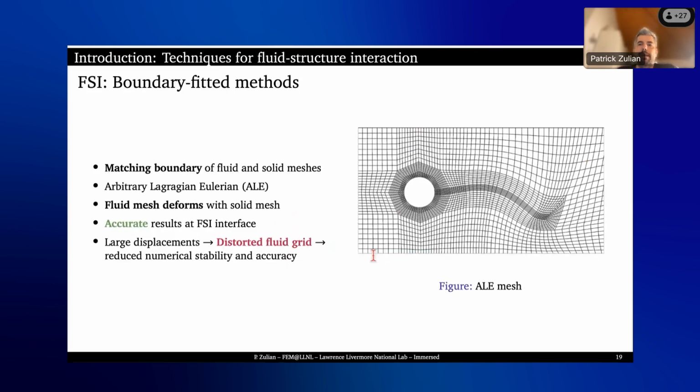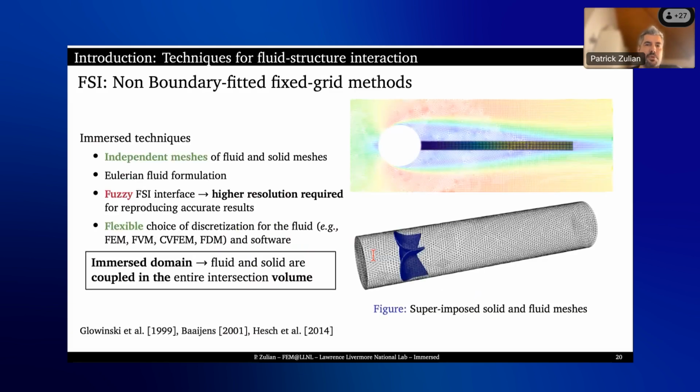So again, for fluid structure interaction, we find ourselves having to decide if we want to go for a boundary fitted method. And for FSI, the standard method is arbitrary Lagrangian Eulerian. Here, the fluid mesh deforms with the solid mesh, and has really accurate results at the FSI interface. But for the type of simulations we are doing, we really need large deformations and large displacements, which will eventually lead to a distorted fluid grid. And then there are things that we need to do to make sure that the simulations can go on, and this has some effects also on stability and accuracy. So we say, okay, let's throw some things out of the window, and go directly to immersed techniques.